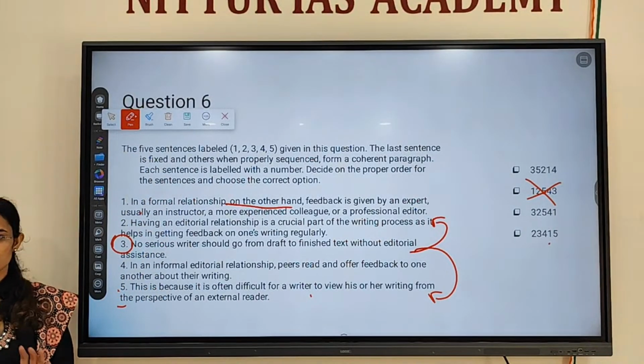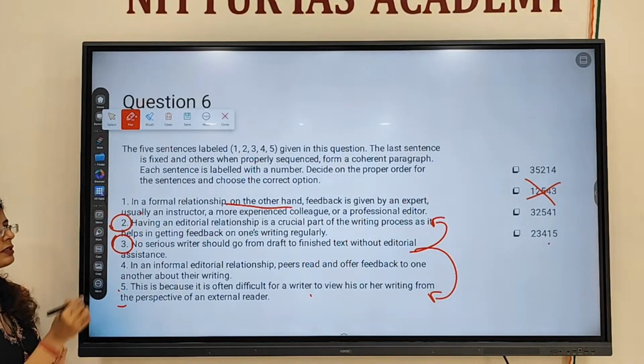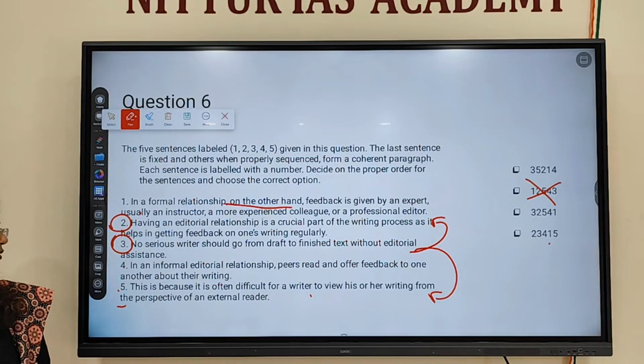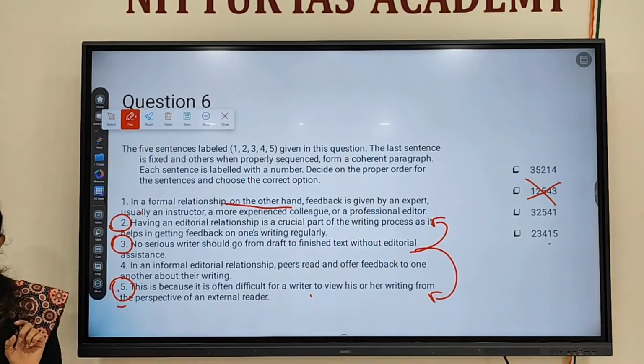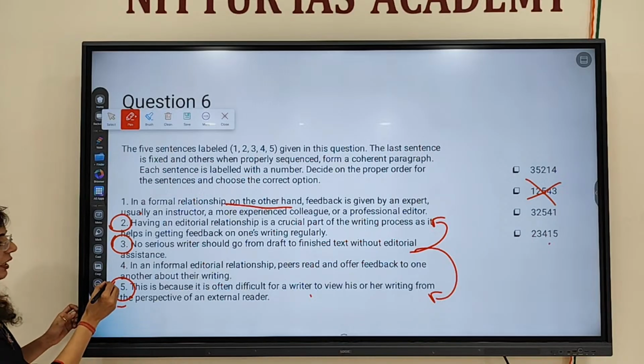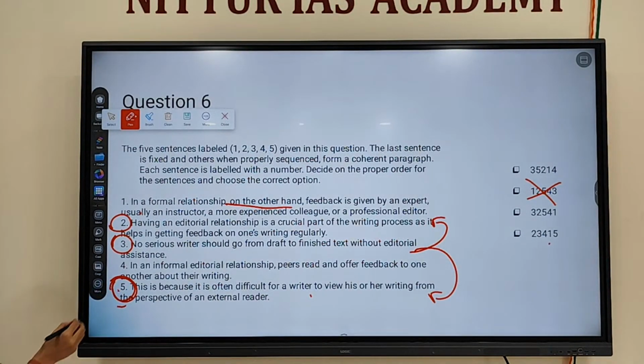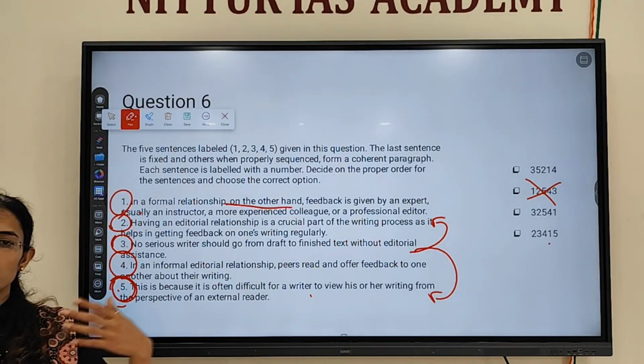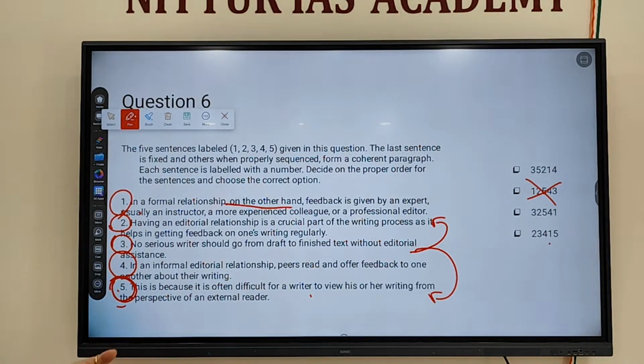So a serious writer needs someone. Why do they need someone? Because they need to get some feedback. Why is feedback important? Because it will help them to see their writing from a different point of view, from a different perspective. And if they want that, they can either go to their friends in informal relations, where friends and peers will look into it, or in a formal relationship, they will give it to some editorials, where an expert will look into their writing and suggest different points of view or give them feedback. In short, got it? Makes sense?